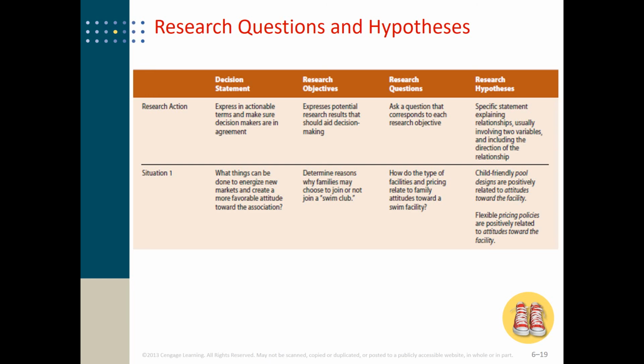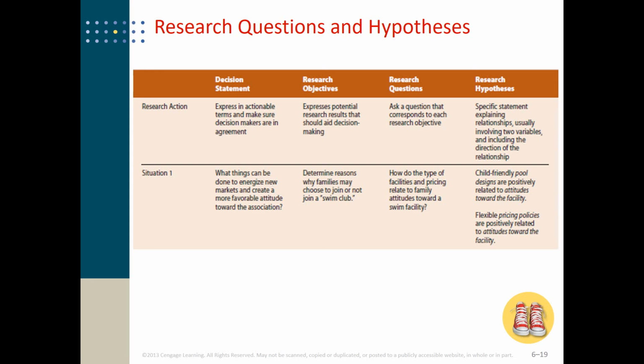So you understand the objective? So what is the purpose of doing a research? You are finding out what factors families consider when they join a swim club. So that's your research objective. Now, what is a research question? The research objective is translated into research question. How do the type of facilities and pricing relate to family attitudes towards a swimming facility?